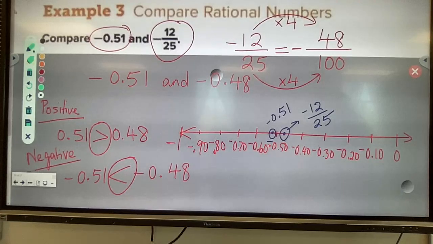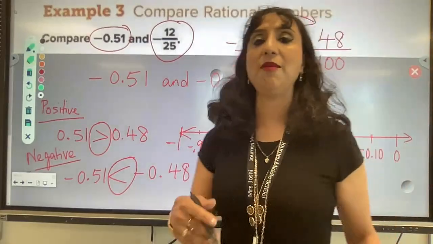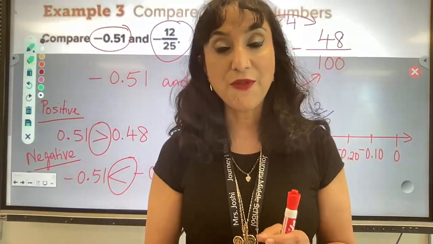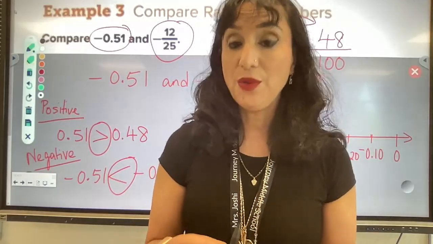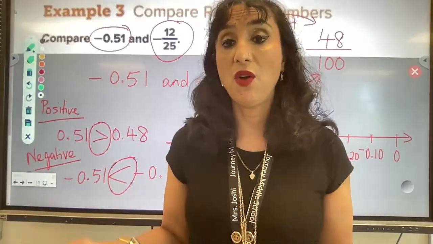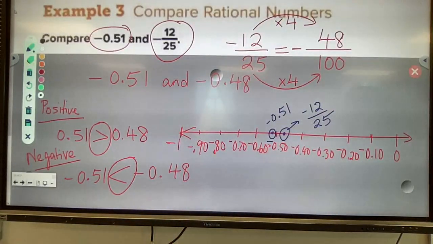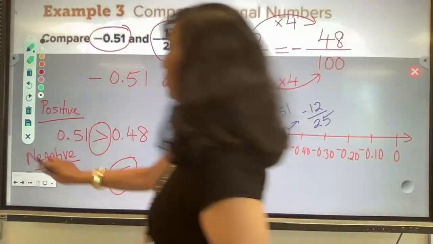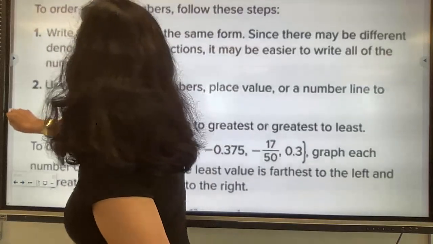Now, when we have to order rational numbers, you want to again put them in the same format, because you are going to get a set of rational numbers. You want to put them into the same format of all decimals or all fractions, and then it becomes simple to put them in the correct order, and you can always use a number line for that purpose also. All right, so we are going to write each number in the same form. Since there may be different denominators in the fraction, it may be easier to write all of the numbers as decimals. Okay, so that always works out. So let's look at these steps.